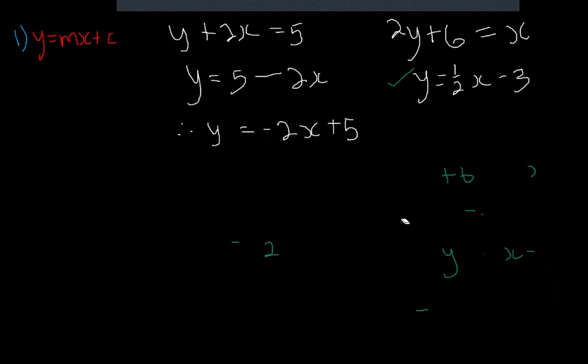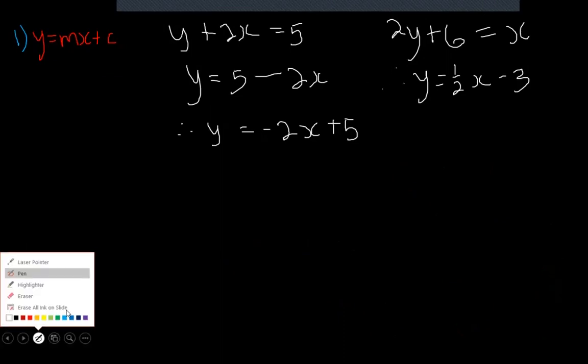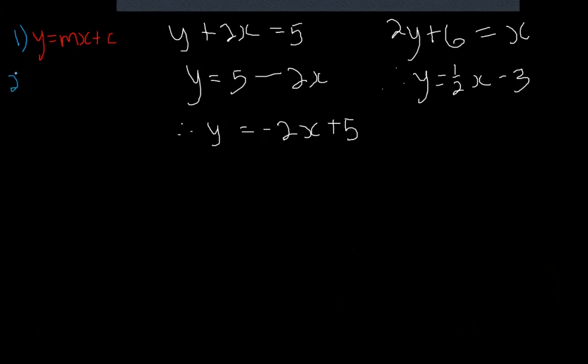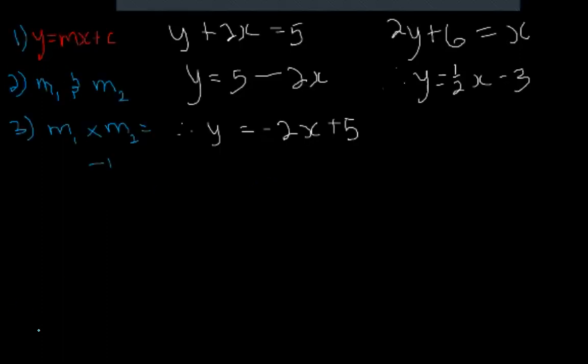Okay. Who remembers what's the second step? M1 multiplied by M2. You're right there, but let me just take it step by step. Then you want to identify M1 and M2. And then the third step, we would show that if M1 times M2 is equal to minus 1, then they're perpendicular.